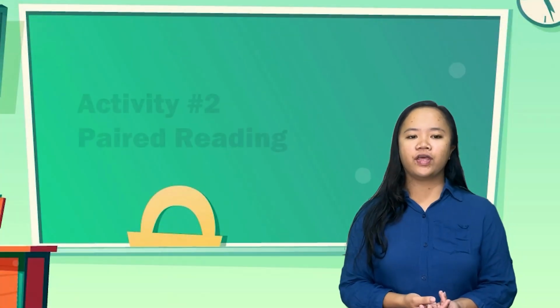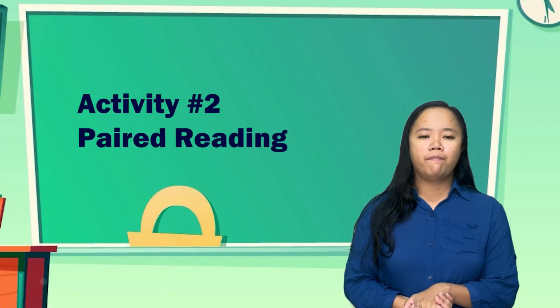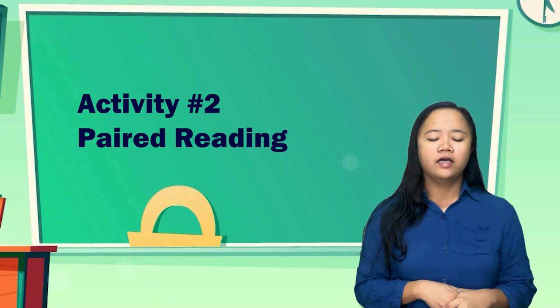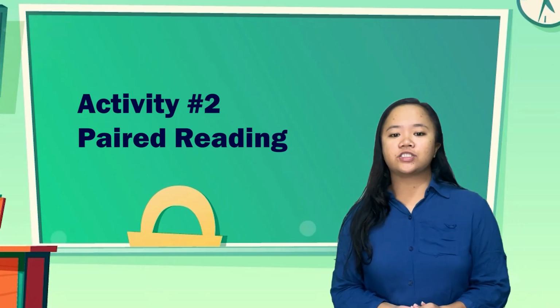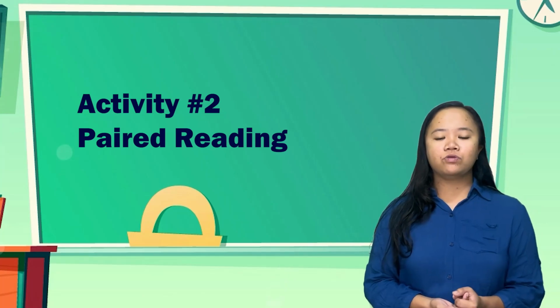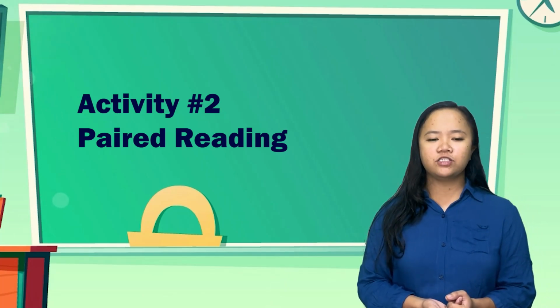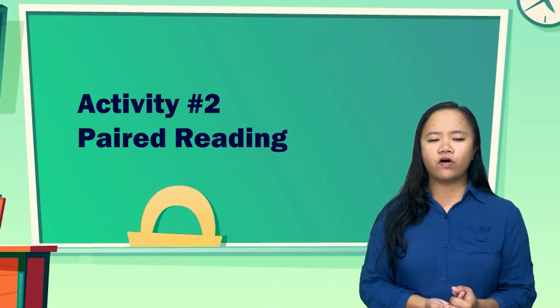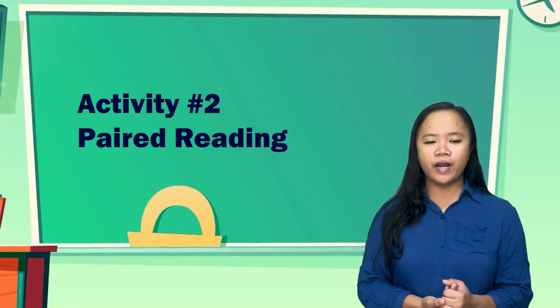Let's move on to activity 2. Paired reading. In paired reading, students take turns reading aloud to each other. This peer interaction fosters fluency and comprehension.